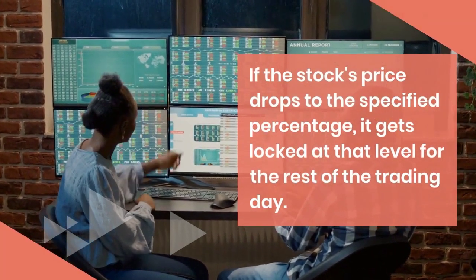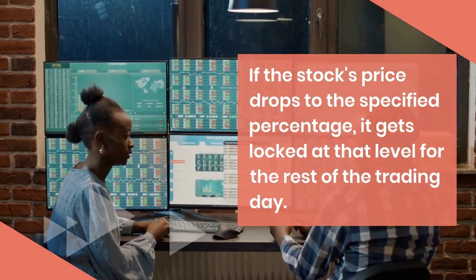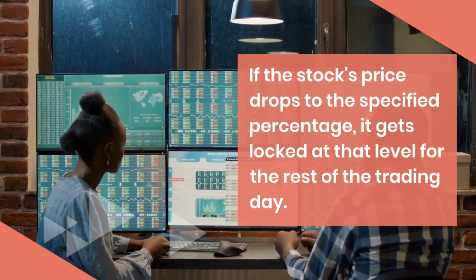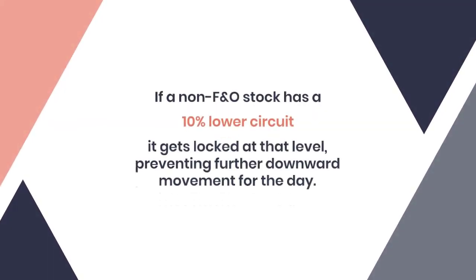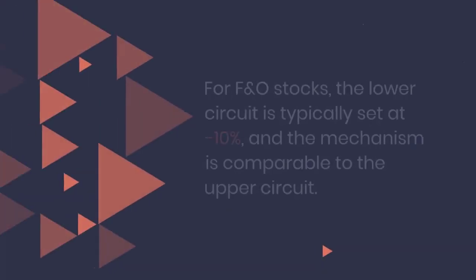If the stock's price drops to the specified percentage, it gets locked at that level for the rest of the trading day. Example, if a non-F&O stock has a 10% lower circuit, and its price falls by 10%, it gets locked at that level, preventing further downward movement for the day.